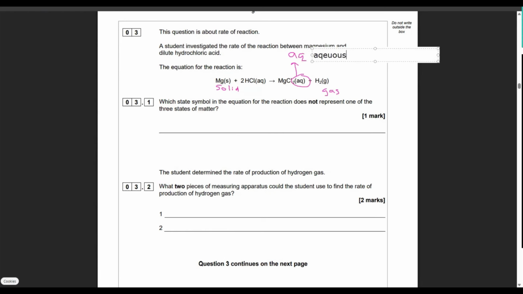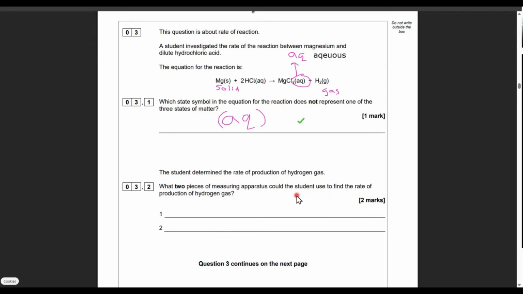Which one is not one of the 3 states of matter? So the 3 states of matter are solid, liquid, gas. Oh my gosh, look how I spelled aqueous. It's A-Q-U, you dipstick. So AQ is aqueous. It means dissolved in water. So it's not one of the solid, liquid or gas. It's not one of the states of matter.